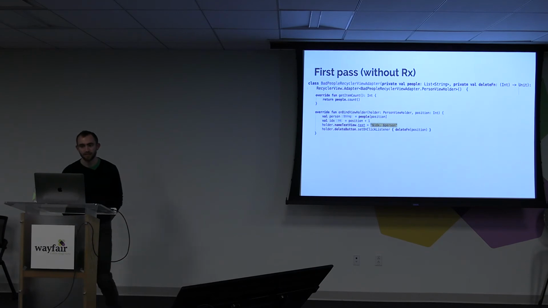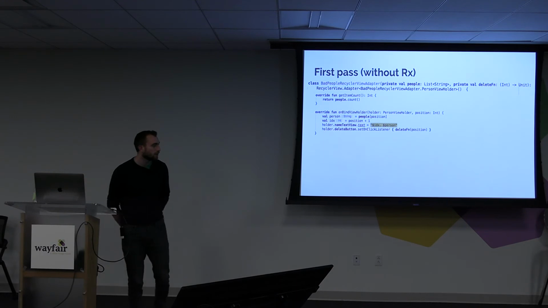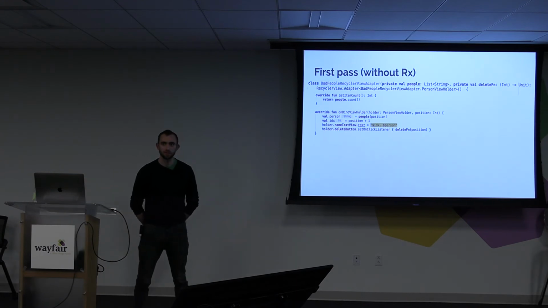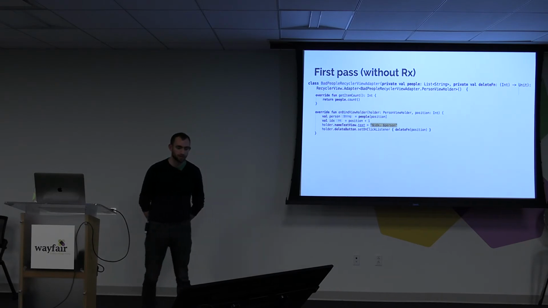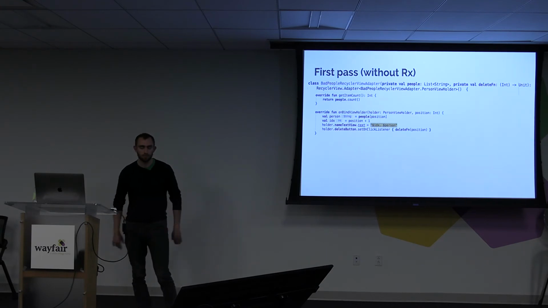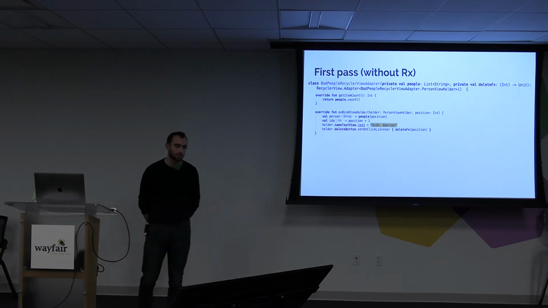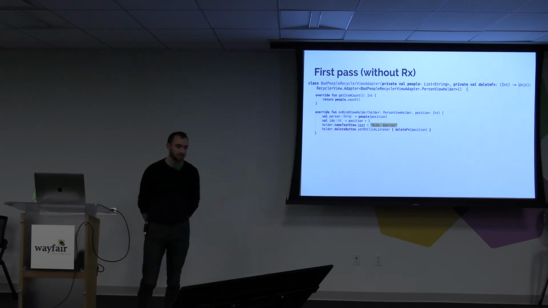So my first pass at this, I decided to try to not use Rx, again because we use Rx within Runkeeper, but I wanted to see if it was possible to do it without it. So we had this view adapter that takes in a mutable list of people, and it takes in a delete function. This is very straightforward. Get item count is just going to return the size of the list, and onBindViewHolder is just going to grab the person from that list, and display or update the view based on the information. When the delete button is clicked, we're going to run the delete function with that position. Pretty straightforward, right?